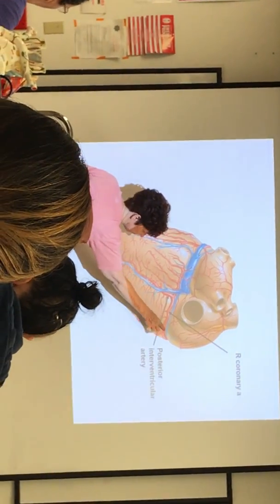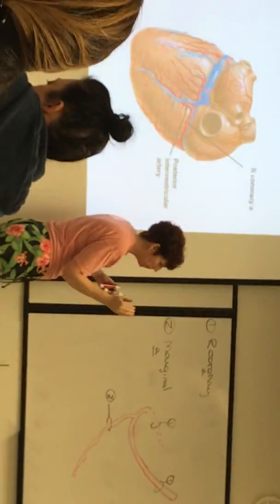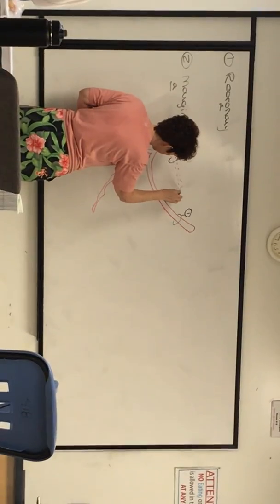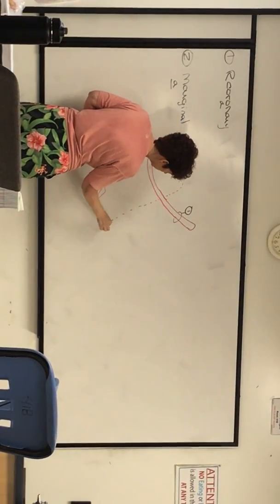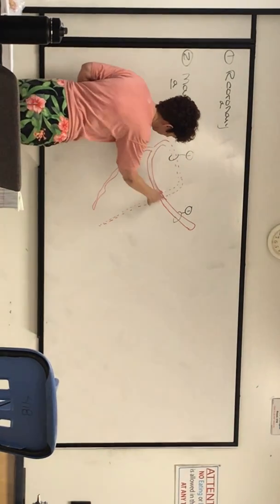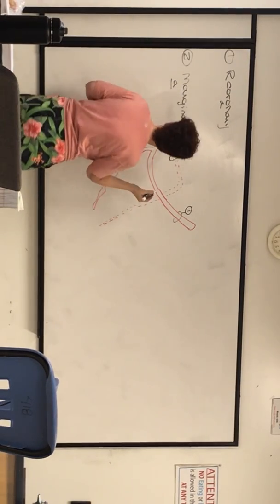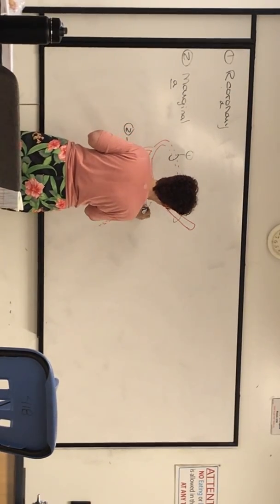So here, this is still coronary artery. And then that right angle bend passes between left ventricle and right ventricle and is known as the posterior interventricular artery. So this is all right coronary, and then that is the posterior interventricular.